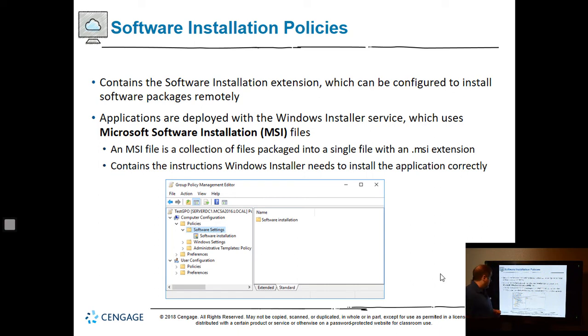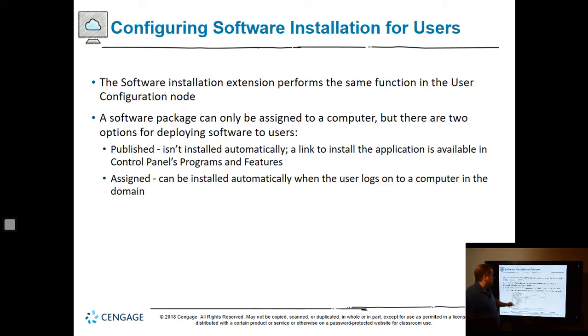So you can see the software settings under computer configuration. That talks about where the software installation is, and you can go and set up your MSI to get installed. The software installation extension performs the same function in the user configuration mode. So it works the same way on the user side, but again, don't conflict user and device.